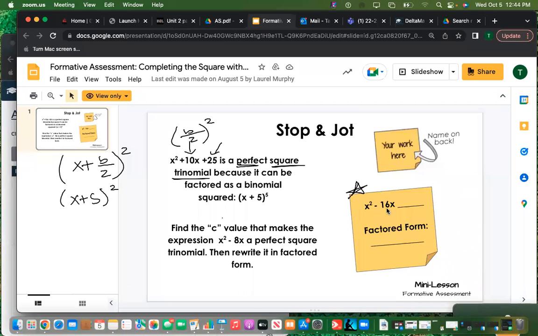If you took negative 16 and divided it by 2 and you squared it, so negative 16 divided by 2 is what? Negative 8. Negative 8 squared is what? Positive 64. Okay. Now, when we want to write it out in factored form, we're going to do x plus b divided by 2. So that's going to be x minus 8 squared. The reason why it's negative is because the b term was also negative.